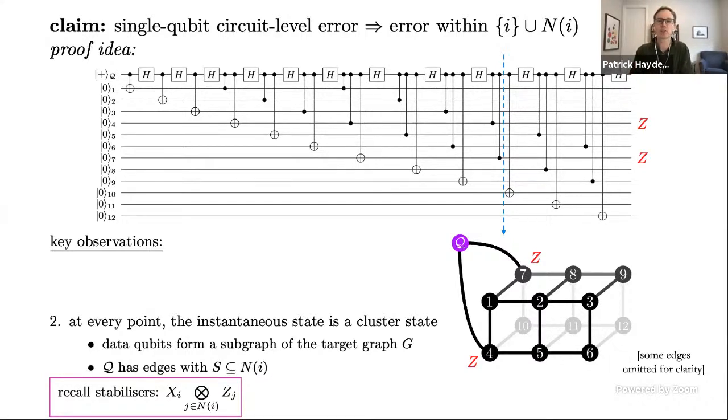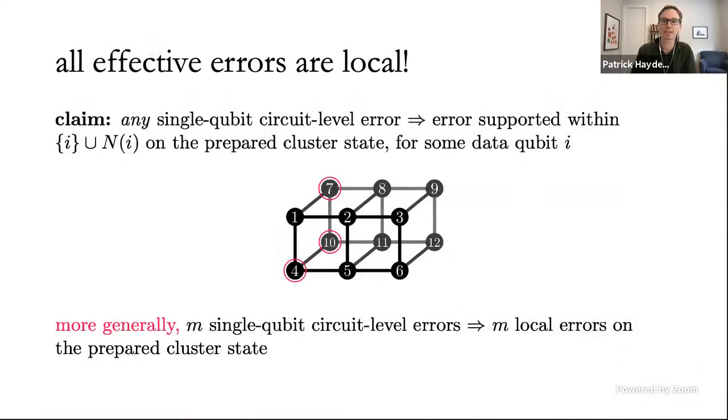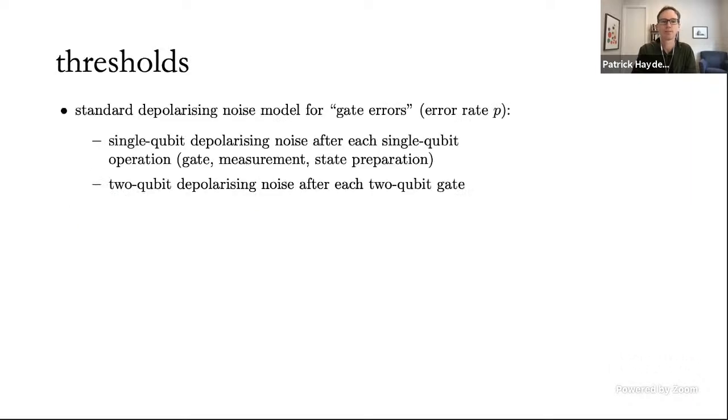And so this is the essential reason that what looked like a terrible architecture for building a fault-tolerant quantum memory actually is much better than one would expect. So how well does this work? We studied this question for a standard model of depolarizing noise. And so after every single qubit operation, a gate, a measurement, or state preparation, we have depolarizing noise with some probability. And after 2 qubit gates, we have 2 qubit depolarizing noise, again, with the same error probability.